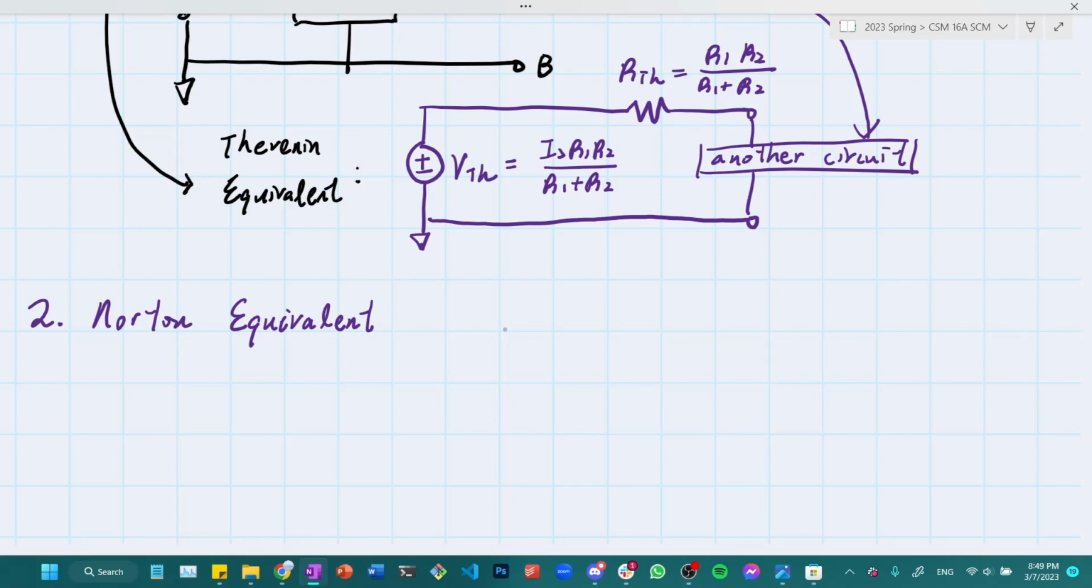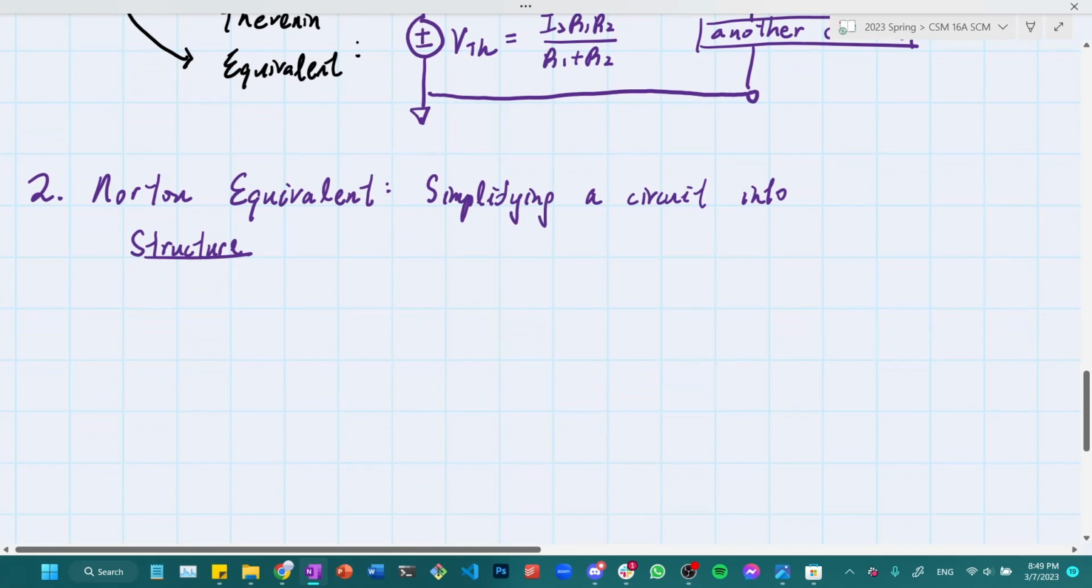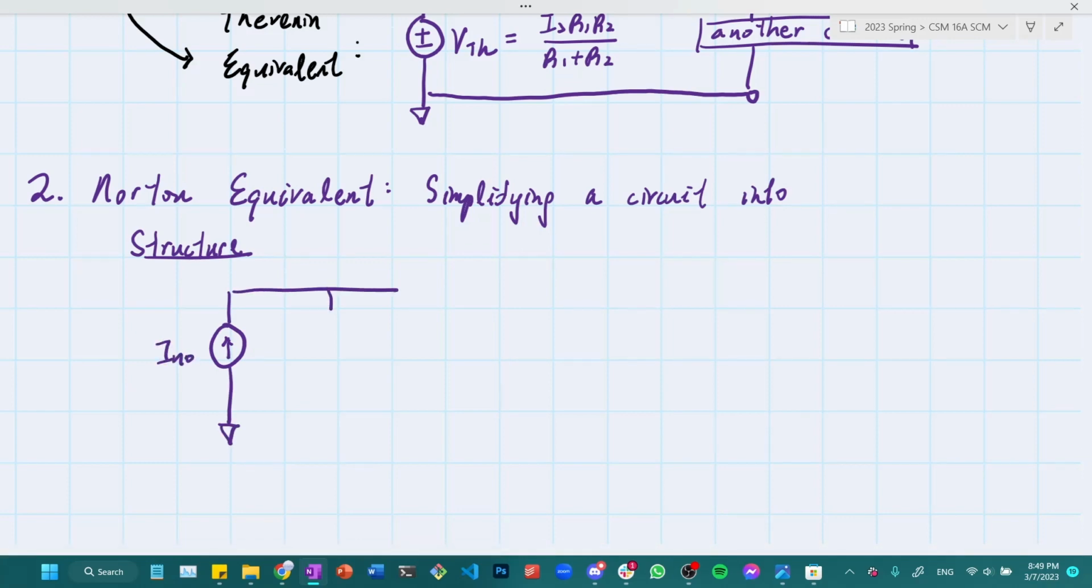So the Norton equivalent circuit works very similarly to the previous Thevenin equivalent that we talked about, which is about simplifying a circuit into a simple structure, well, not necessarily simple, but simple enough for us to simplify a lot of computation. And the structure looks like this. It is very similar to the Thevenin version of equivalent, except that we have a current source, and this time we have a resistor in parallel with the current source.